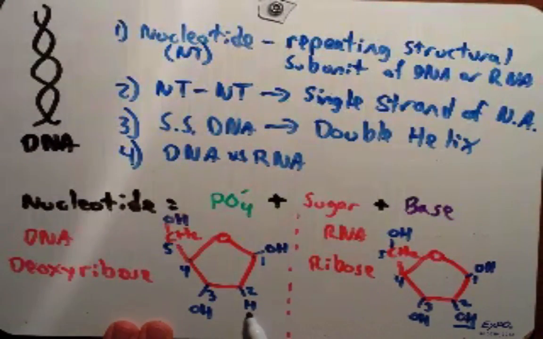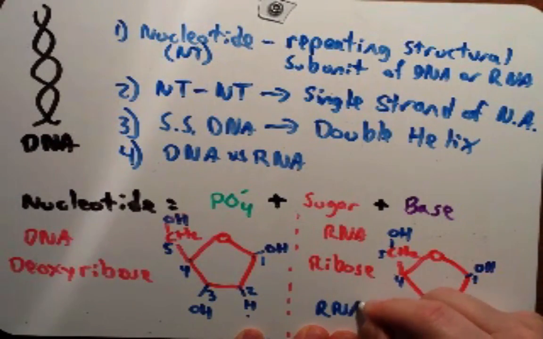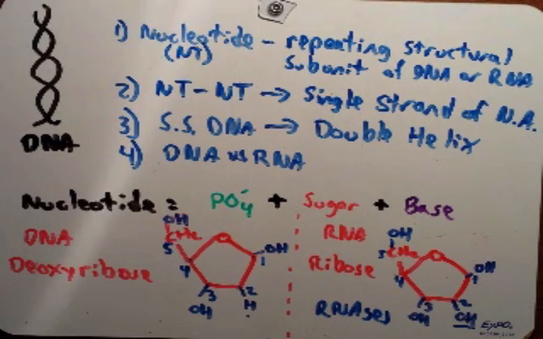and the lack of a hydroxyl group at the 2' position of deoxyribose. It may seem like a very simple difference, but it makes a huge difference upon how RNA behaves and how it functions. This hydroxyl group here makes RNA much more sensitive to certain enzymes known as RNases. And we'll talk about these later in the semester. These RNases degrade RNA, and the reason they degrade RNA is because they recognize this 2' hydroxyl group. And it doesn't recognize DNA because it doesn't have that 2' hydroxyl group on the deoxyribose.